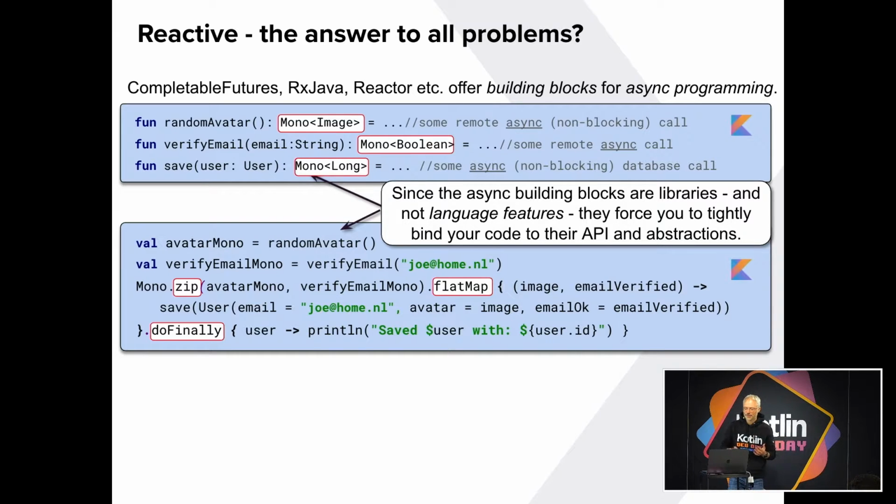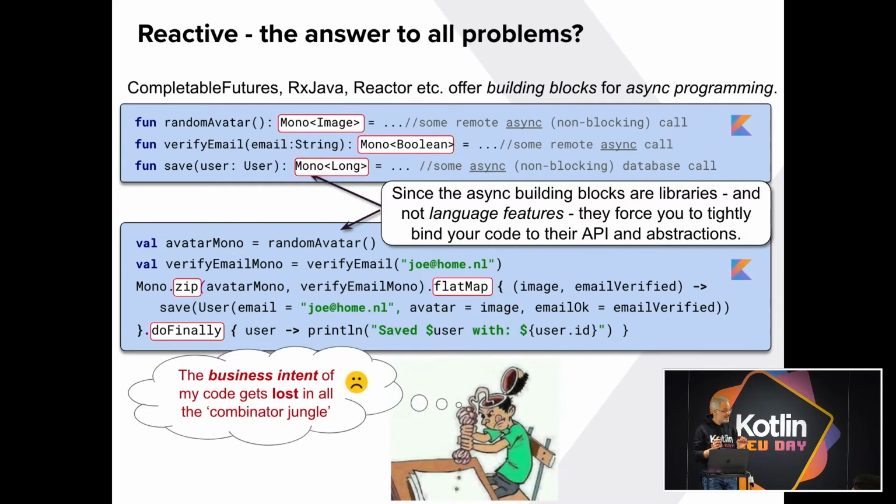Besides, and I think this is really the worst of all, your business intent is really getting lost. What is happening in this code, which is relevant for your business, for your boss in that sense, you really have to figure out what's going on. Oh yeah, here I see there is the random avatar, the verify, and then, oh yeah, here to save the user. So you really have to pick out what's relevant for your code. And for maintainability, that's a big issue.